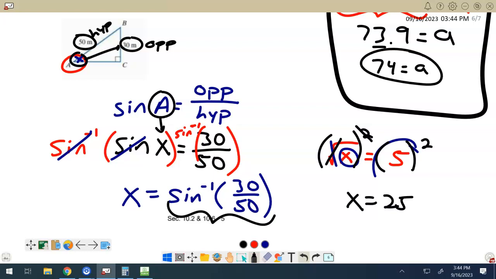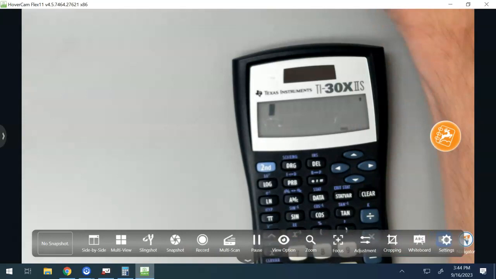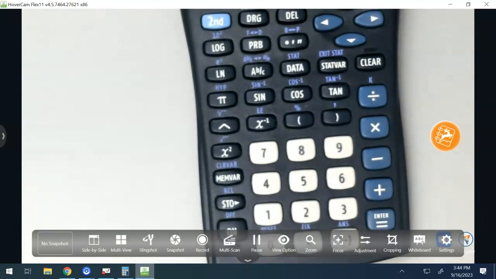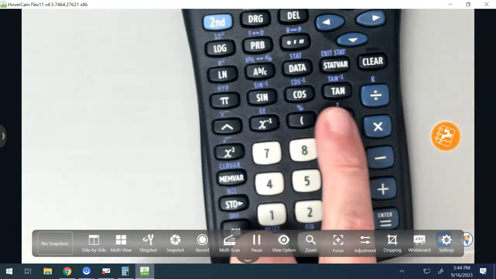So let's go ahead and take a look at where you find that button on the calculator. Right? It's going to be, let me maybe zoom in a little bit more so I can see this. And so every scientific calculator should have inverse trigonometric functions. And they're often located with the original trigonometric function.